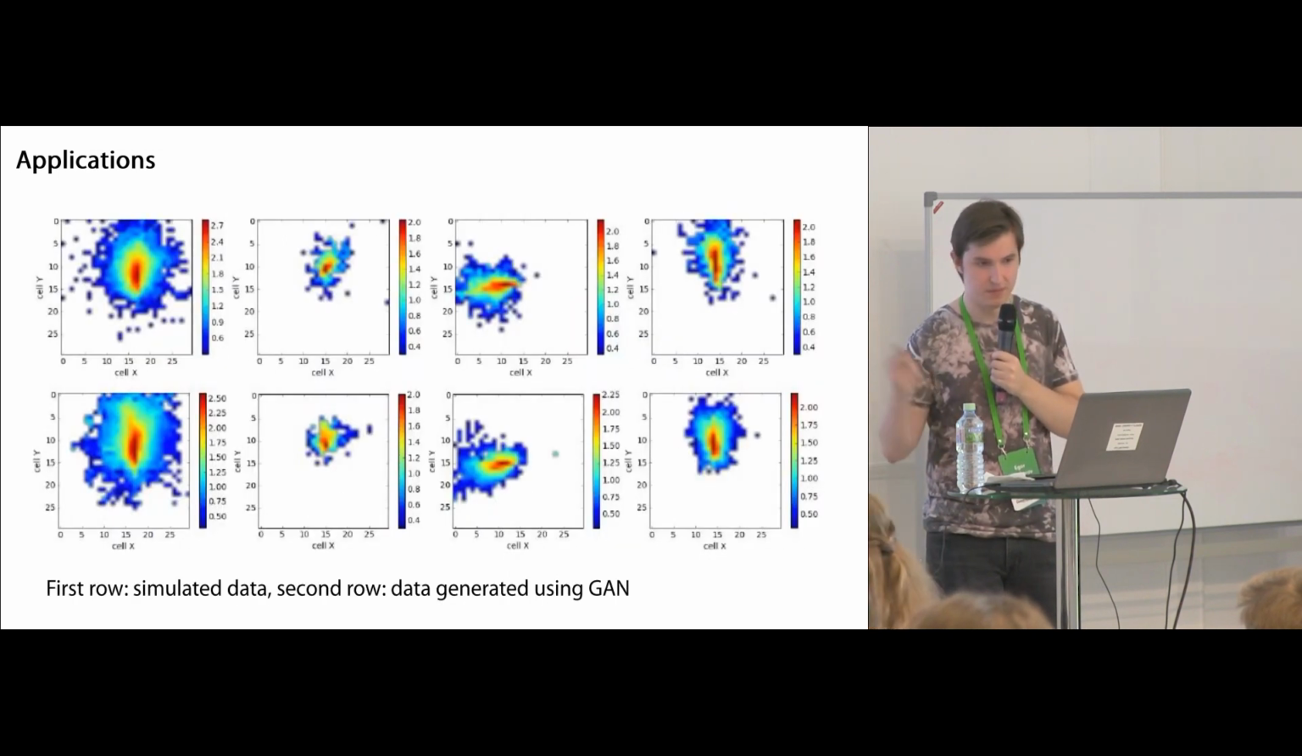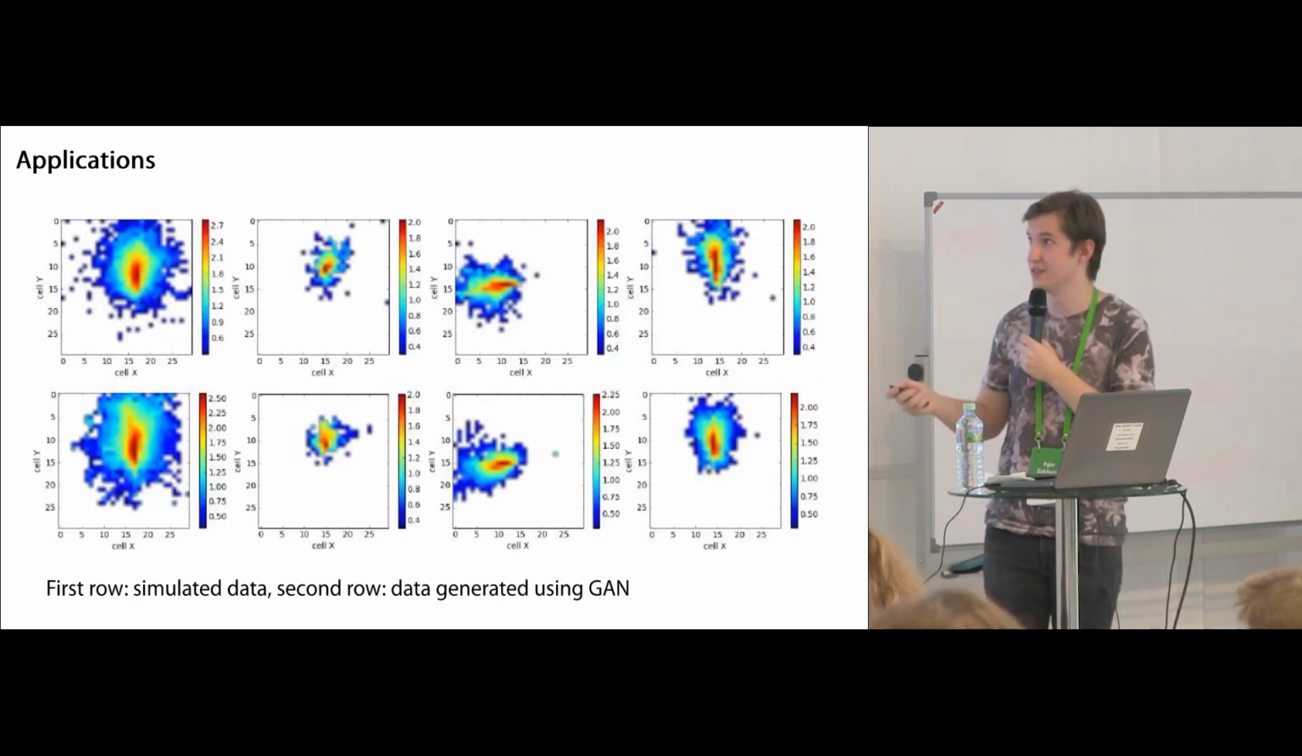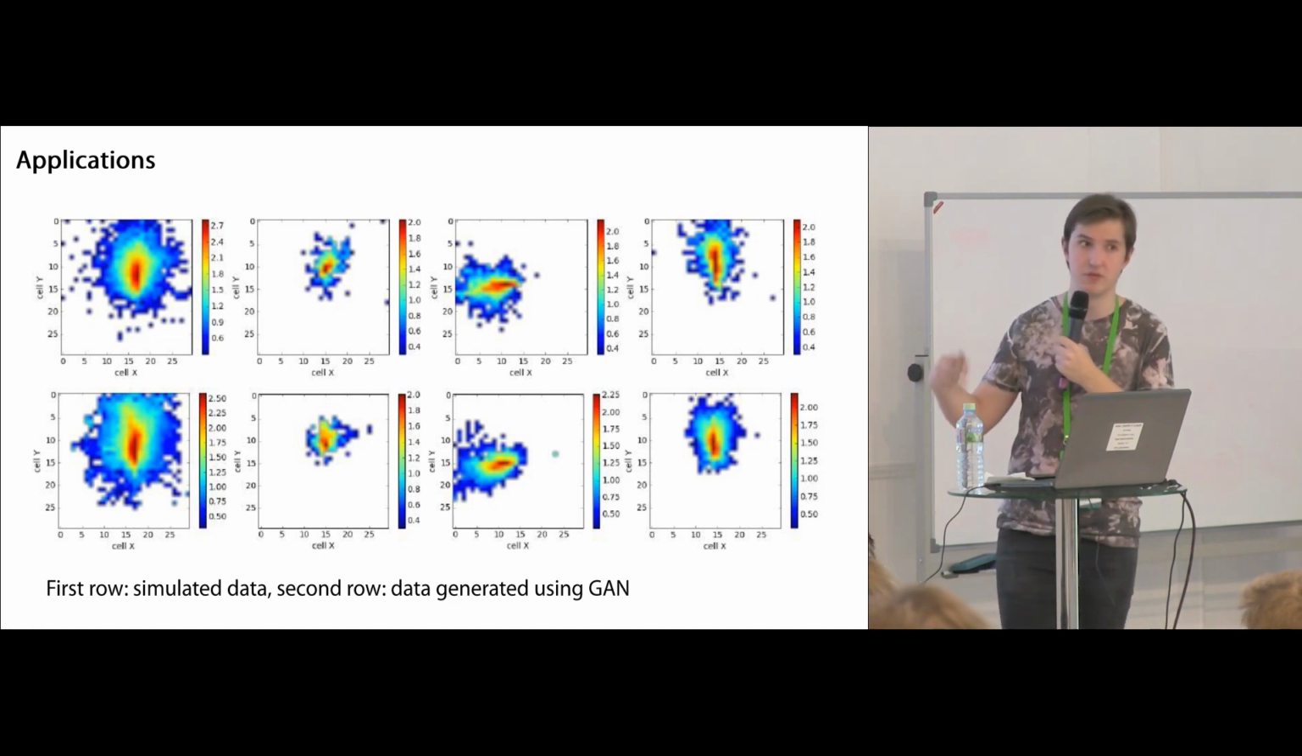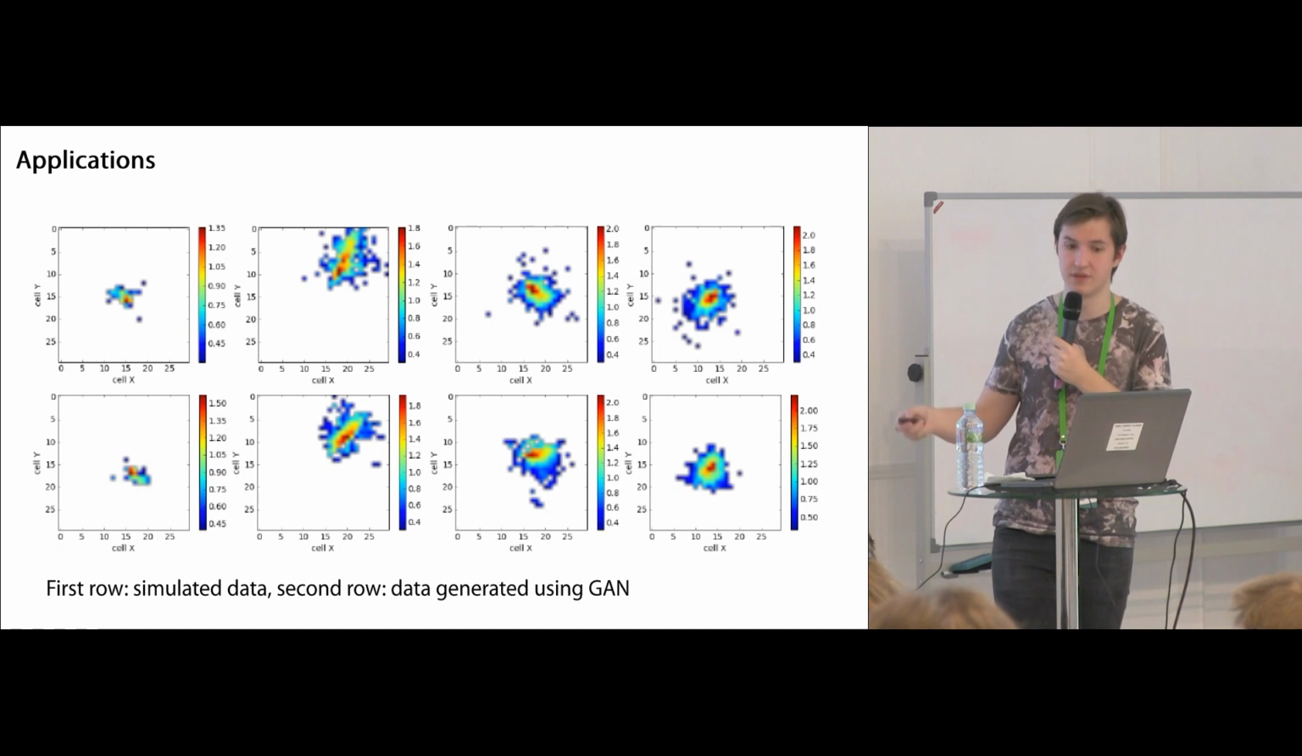Let's check the examples. So these are real data. This is simulated data. We see that the direction of the particle is very nicely captured. The width, which denotes the energy, is also nicely captured. Here are more examples.